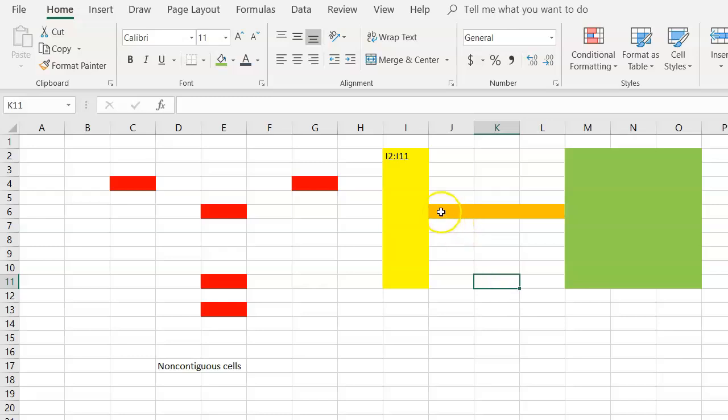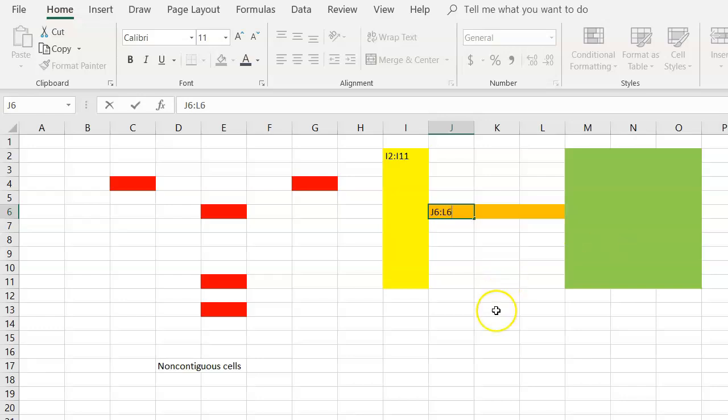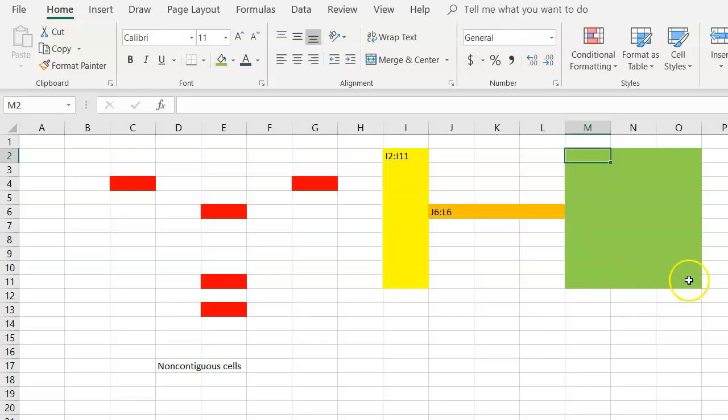To name the horizontal, I'm starting at J6. I'm ending at L6, so I'm going to write J6 through L6. That's the name of this range of cells. This range of cells starts at M2 and ends at O11. So the name of this is M2 through O11. That's how we name that range of cells.